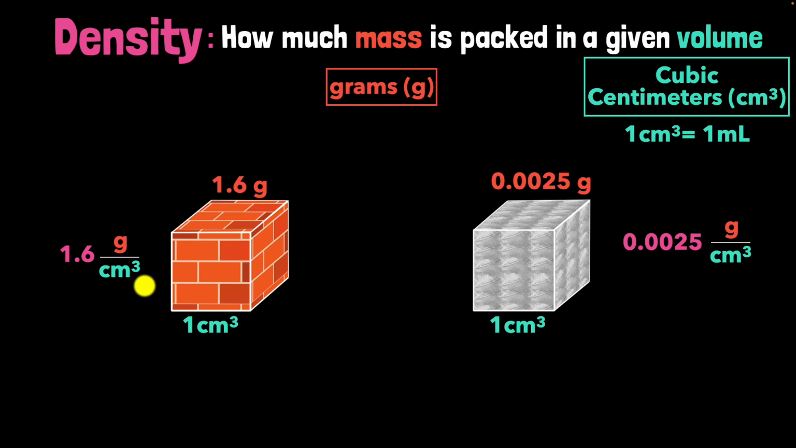And look, density of the bricks is much higher than density of the feathers. And that's what we've been instinctively thinking about. When we think that bricks are heavier than feathers, we're not thinking about their mass, we're thinking about their density. Pretty cool, right? Okay, let's test our understanding before moving forward.